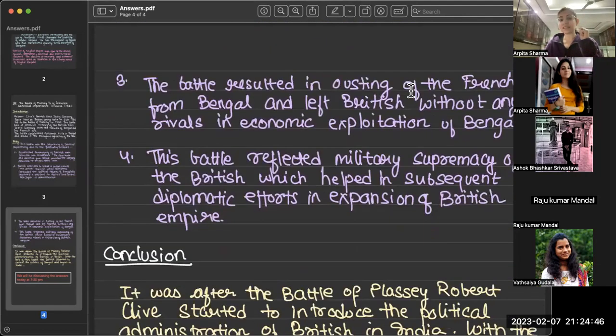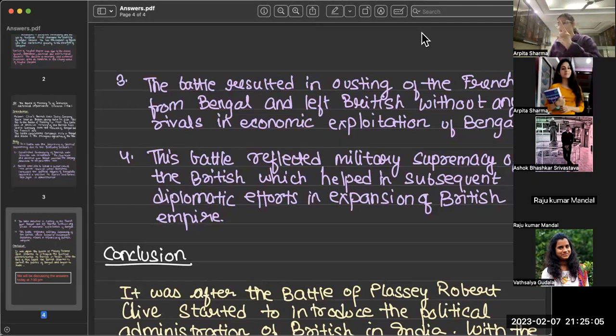Third reason is that this battle basically eradicated French from Bengal. Obviously, Britishers are established in Bengal. That means no other European power will get established in Bengal. French were eradicated. That means even the foreign competition was eradicated. That is why this battle is important.